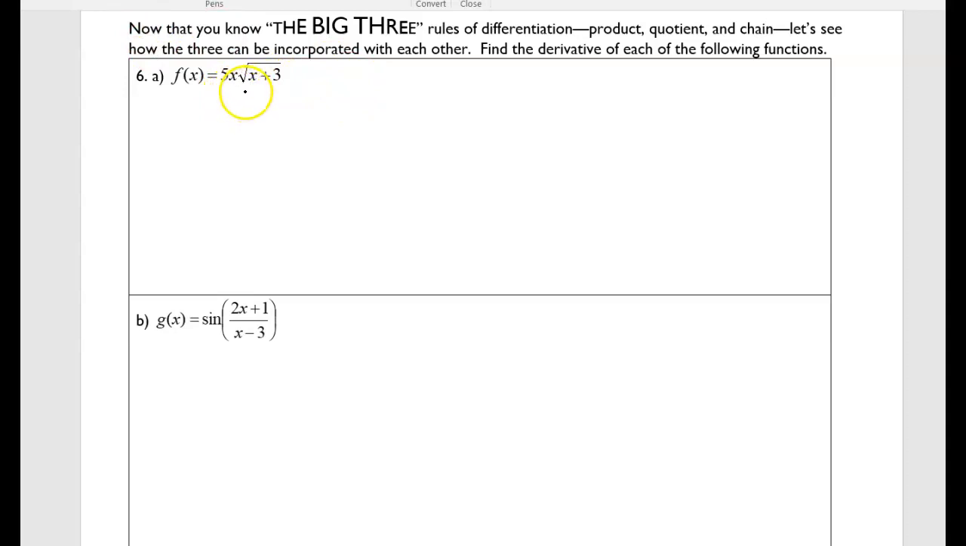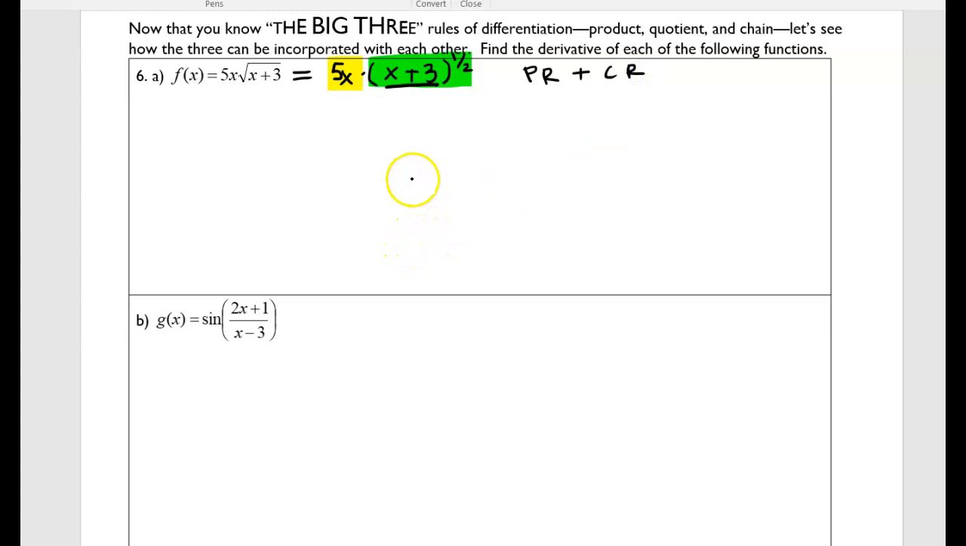So we have 5x times square root of x plus 3. Whenever I see a radical, I want to rewrite it as something to the fraction power. So in this case, 1/2. And so I can see my two parts here. I have 5x and I have x plus 3 to the 1/2. Those two are being multiplied together. So I know I'm going to use the product rule. But I also notice that this radical has a function inside of another function. So x plus 3 inside of to the 1/2. So that means I'm going to also have to use the chain rule.